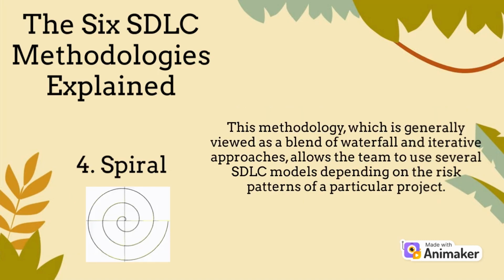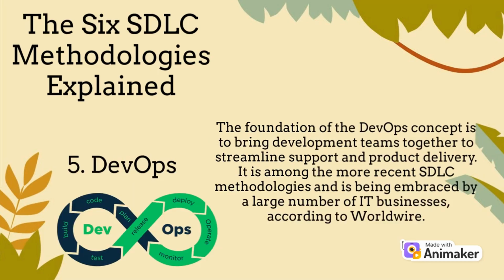Number 4 is spiral. This methodology, which is generally viewed as a blend of waterfall and iterative approaches, allows the team to use several SDLC models depending on the risk pattern of the particular project. Number 5, DevOps. The function of the DevOps concept is to bring development teams together to streamline support and product delivery. It is among the more recent SDLC methodologies and is being embraced by a large number of IT businesses worldwide. And last is Lean.